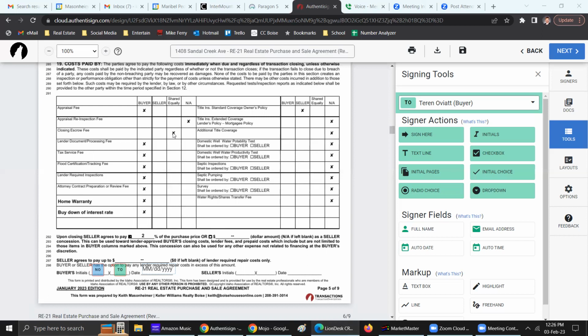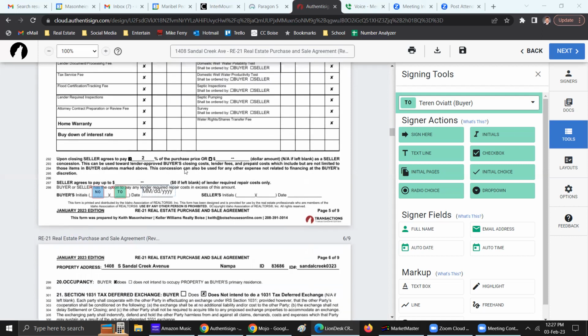Closing escrow fee, that's I think another $1,400, but we're only paying half of that, so it's about $700. And then again, all your lender documentation fees. Sounds like your lender's going to be paying that, so that's pretty amazing. And so we'll just check that all as buyer costs. Again, here's the seller, they're paying for their own title insurance and coverage. And then basically none of these really apply to this particular property.